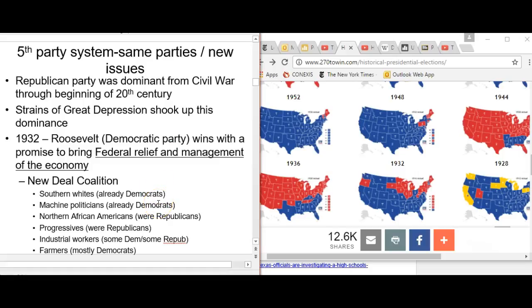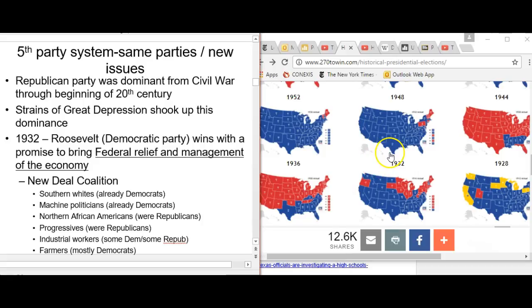They also brought in urban machine politicians, those who were practicing Jackson's patronage system. Another group that came into the Democratic Party for the first time were Northern African Americans. We talked about the Great Migration already. Many African Americans had moved north, and when they moved north, they were able to vote. And they were voting Republican for the same reason that white Southerners were voting Democratic. The Republican Party was the party of Lincoln. And so to convince them to vote Democratic in this election for economic reasons, that was a big deal.